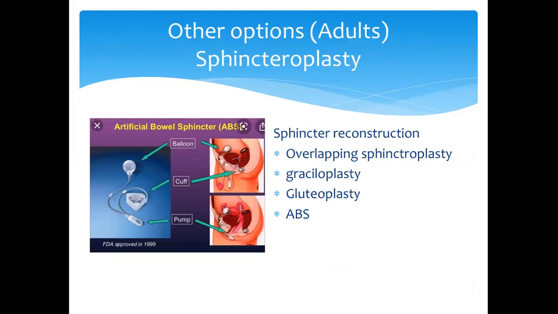This is in the adult literature, but I would like to widen your scope that people have been trying since forever to do sphincter reconstruction, whether they do primary repair of the sphincter, they do other muscle grafts using the gracilis muscle or the gluteus muscle. They invent the artificial bowel sphincters. All of these, I wouldn't say not applicable in the pediatric population, but they have a high failure rate and a high mortality even in the adult literature.